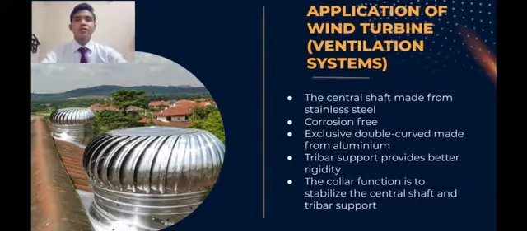The trigger support provides better rigidity to prevent wobbling during high-speed rotation. And the collar is to stabilize the central shaft and trigger support to ensure equal weight distribution and reduce stress on fastening joints.